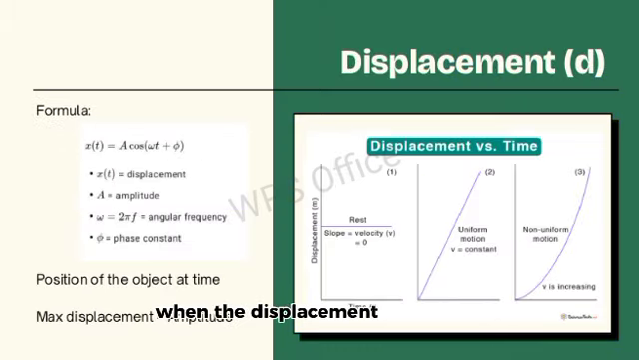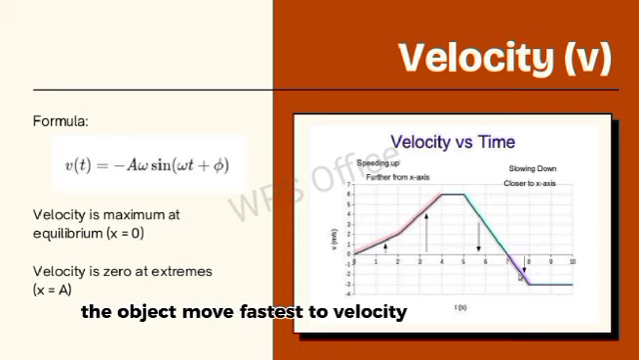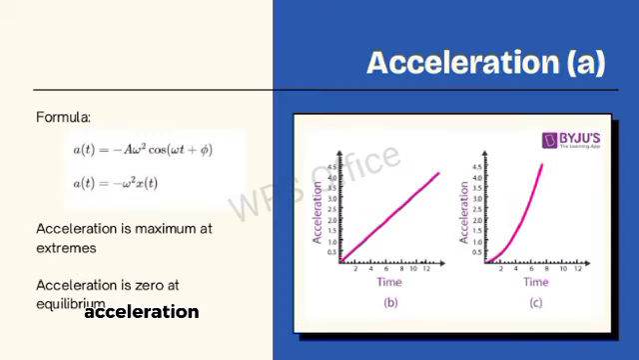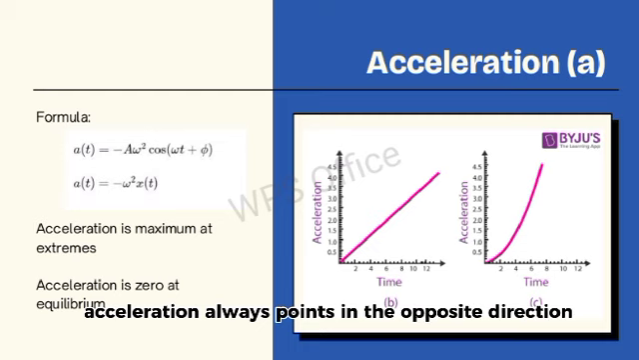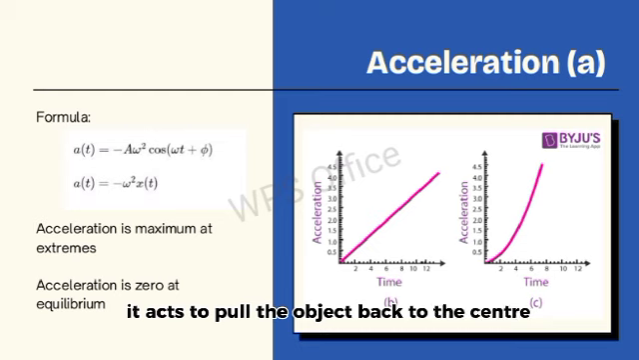When the displacement is maximum, the object is at rest, so velocity equals 0. When the displacement is 0, or passing equilibrium, the object moves fastest, so velocity equals maximum, acceleration equals 0. Acceleration always points in the opposite direction to displacement. It acts to pull the object back to the center.